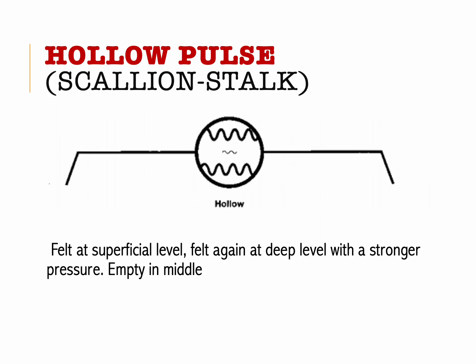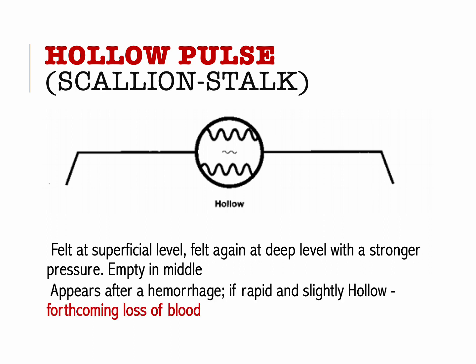Hollow pulse, or scallion stalk pulse, can be felt at the superficial level. But if one presses slightly harder to find the middle level, it is not there. It is then felt again at the deep level with stronger pressure. In other words, the hollow pulse is empty in the middle. The hollow pulse appears after a hemorrhage. If rapid and slightly hollow, it may indicate a forthcoming loss of blood.